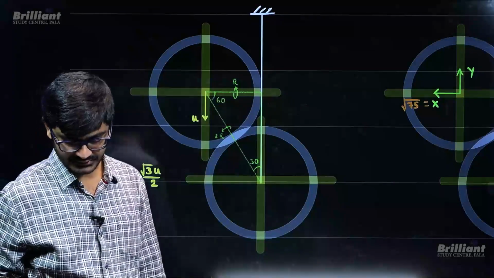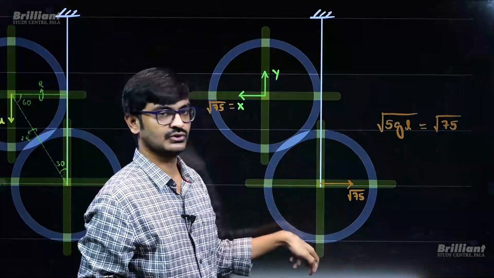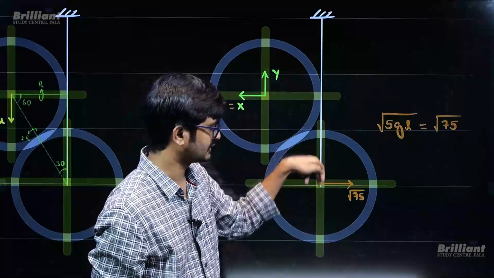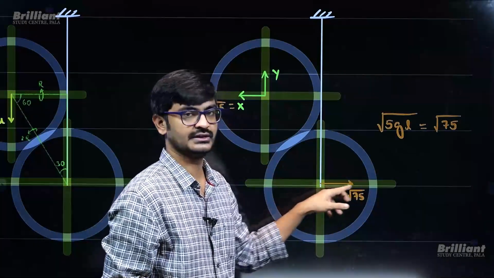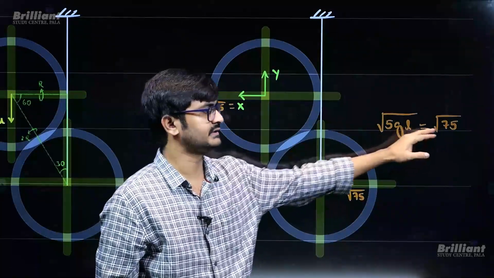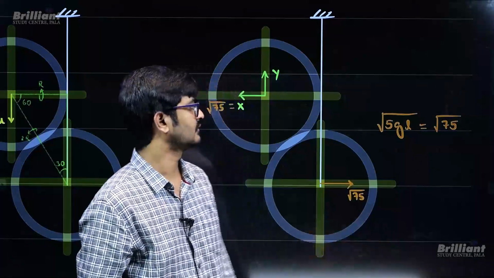Now just after collision, what will happen is this guy can't move in this direction. So I'll take this as my x-axis, this as my y-axis, and this guy's velocity won't be in this direction, his velocity will be only in this direction. They said it will be just able to perform vertical circular motion, that is root 5 gL velocity you will be knowing, so root 75. This guy's velocity will be root 75.